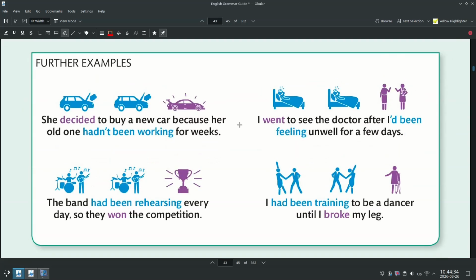Further examples. She decided to buy a new car because her old one hadn't been working for weeks. I went to see the doctor after I'd been feeling unwell for a few days. The band had been rehearsing every day, so they won the competition. I had been training to be a dancer until I broke my leg.